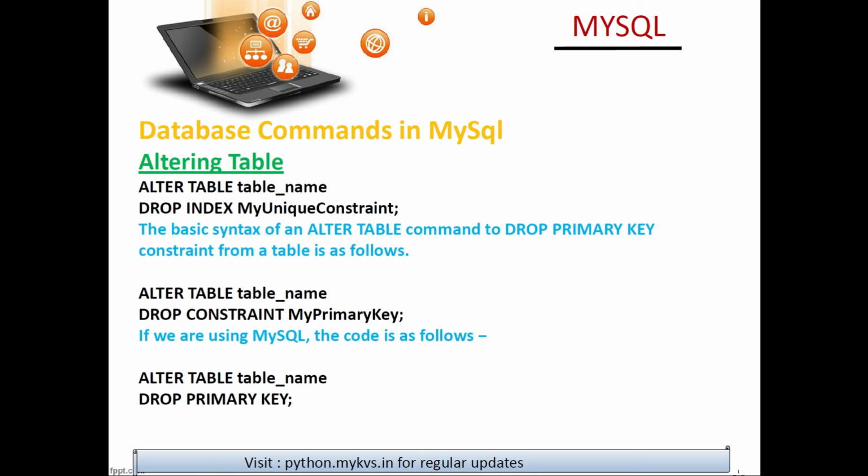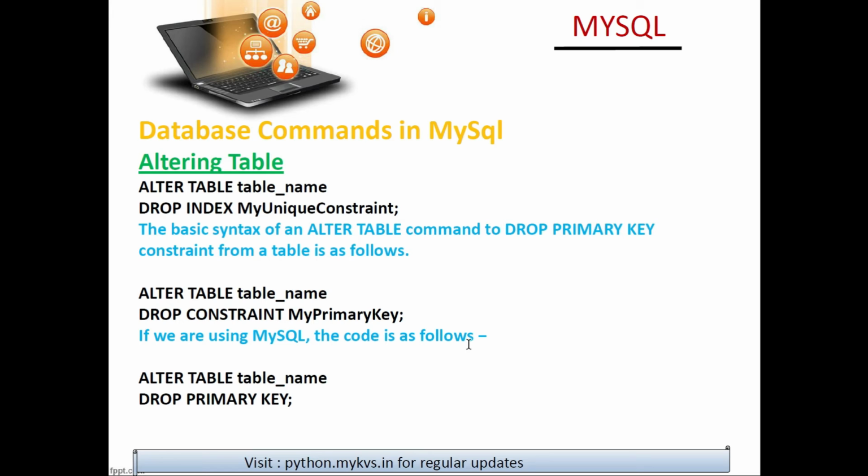The basic syntax of the alter table command to drop a primary key constraint from a table is as follows. You can see here: alter table, table name, drop index my unique constraint, meaning like the primary key they are talking about. Simply use this command: alter table, table name, drop primary key. No need to bother with the other one. What will happen? The primary key will be removed from your table.